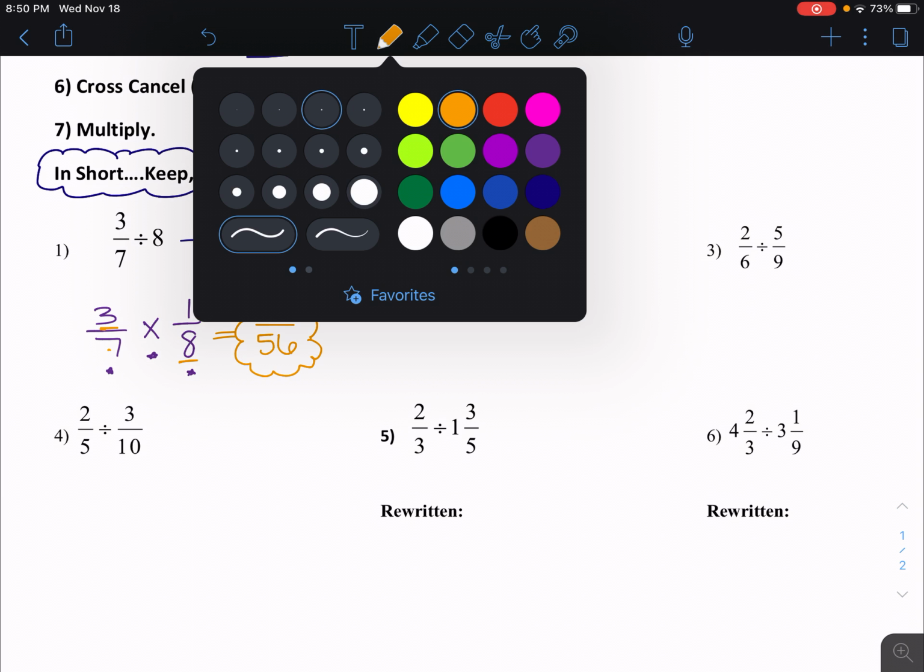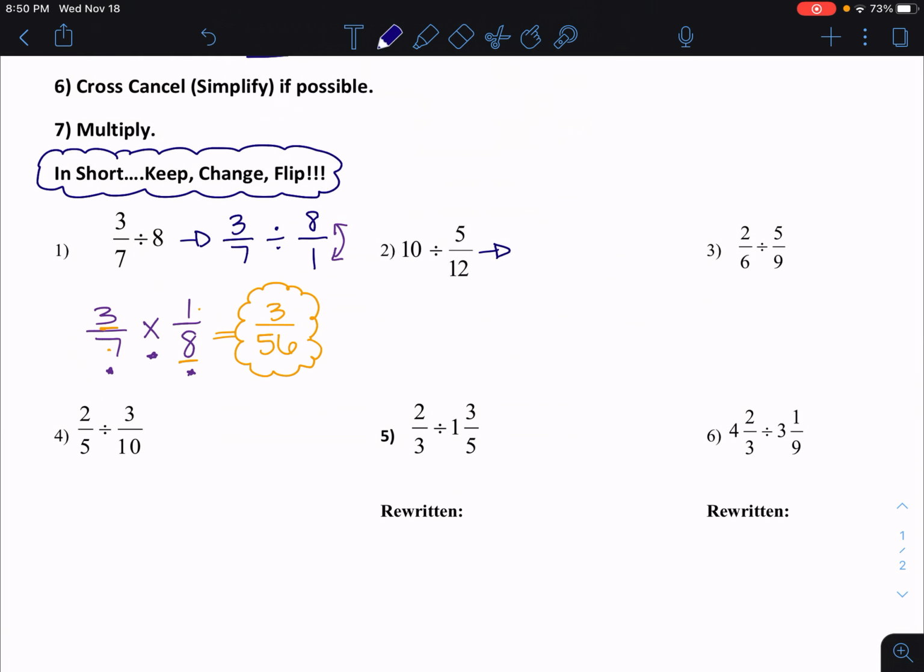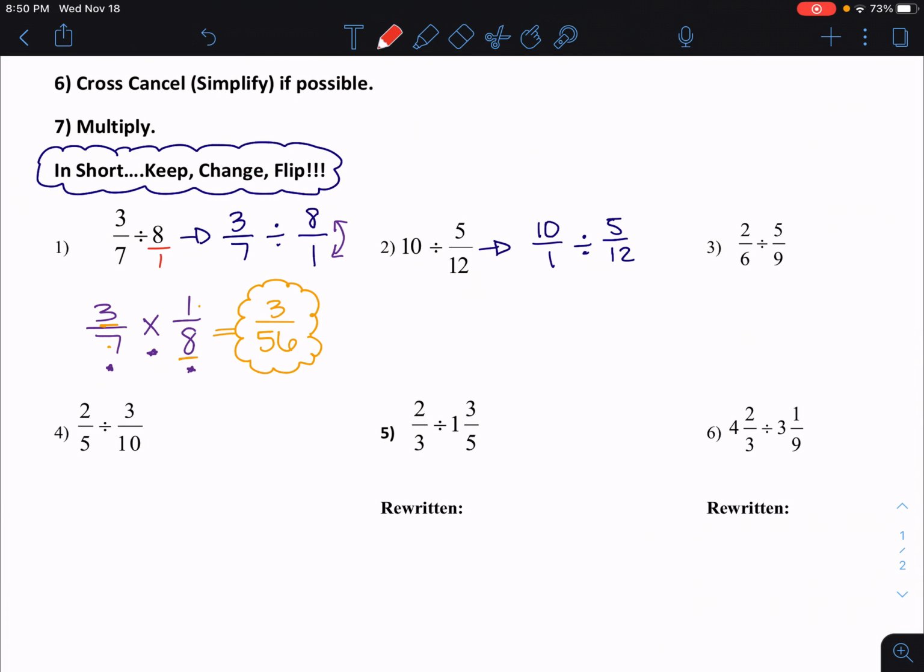Number 2 is the opposite way. So I've got a whole number divided by a fraction. So I'm going to change this to 10 over 1 divided by 5 over 12. If you wanted to change it to a fraction without having to rewrite the problem, you are more than welcome to do that. So I can just change it to 10 over 1 right there in the problem. I'm going to keep 10 over 1 the same. I'm going to change my division to multiplication. And I'm going to flip the second fraction. Keep, change, flip.